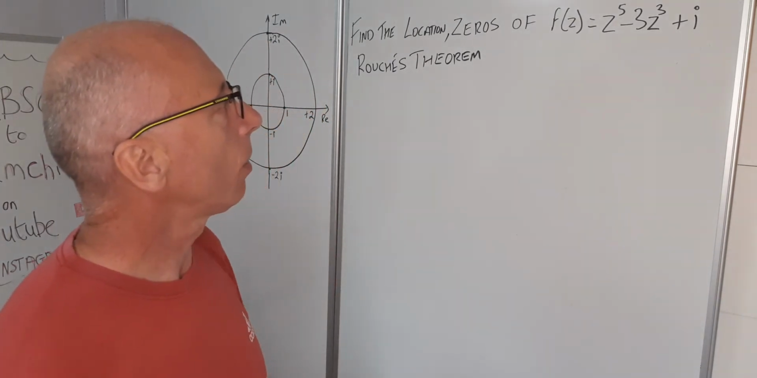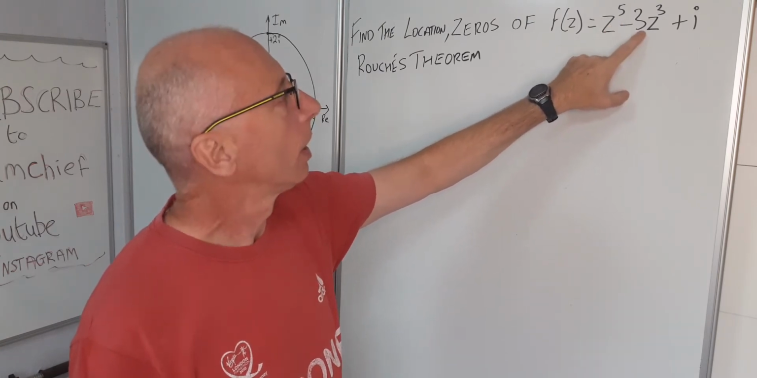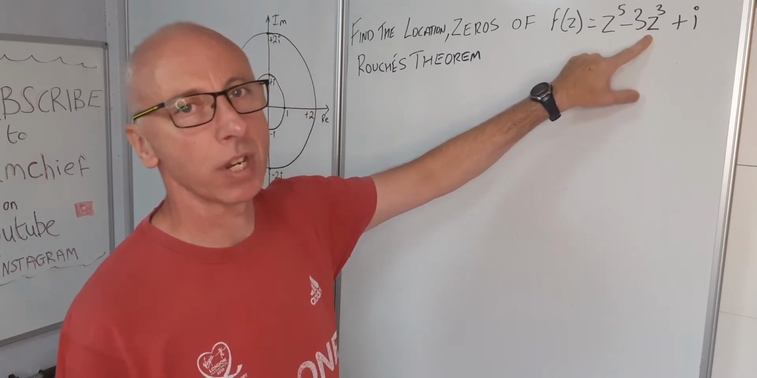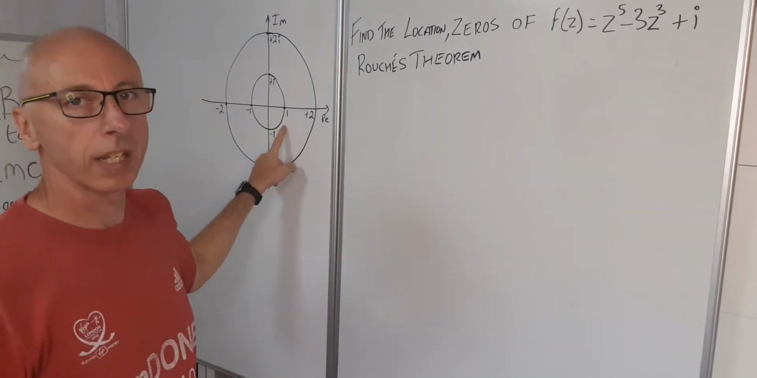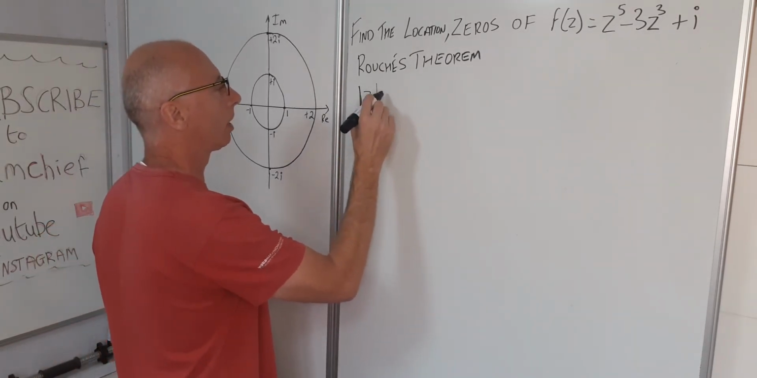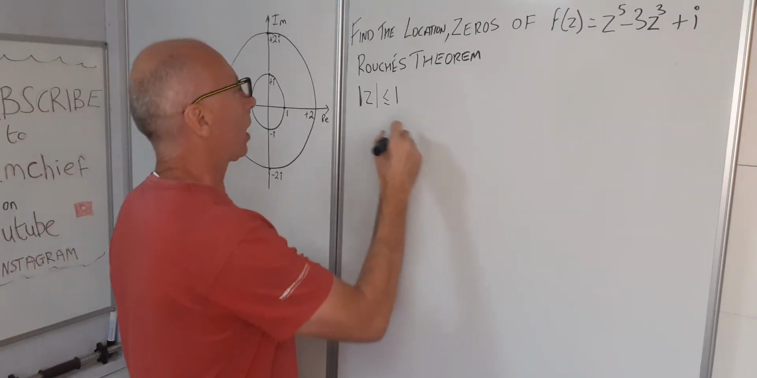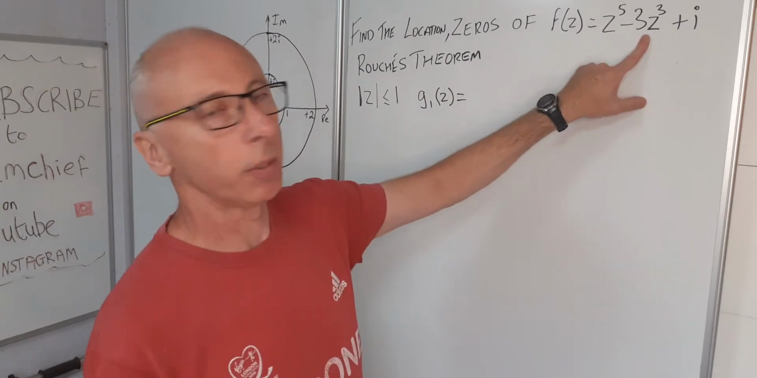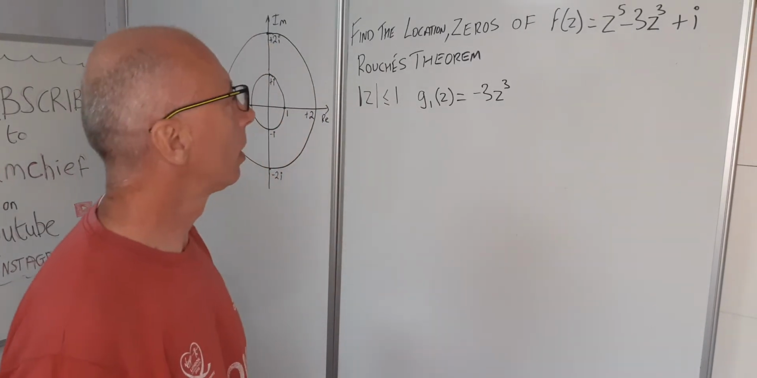So if z equals 1, 1 to the 5 is just 1. So z equals 1 here, the modulus of minus 3z cubed is going to be 3. So this term here is dominant for modulus of z equals 1. So I'm just going to write that up here now. So for the modulus of z less than or equal to 1, we say g1 of z can equal this dominant term. So we let that equal minus 3z cubed.